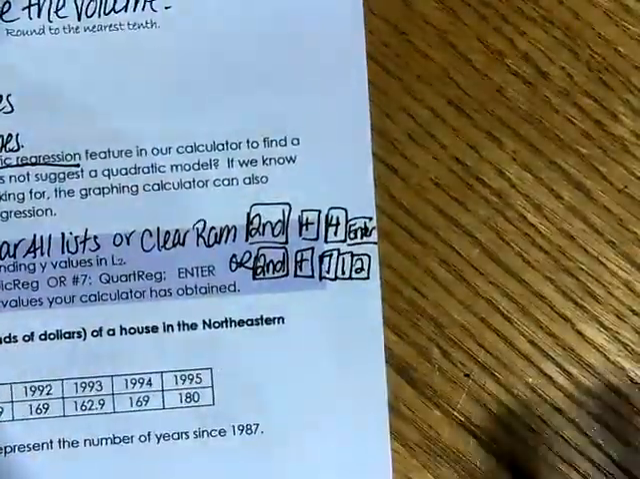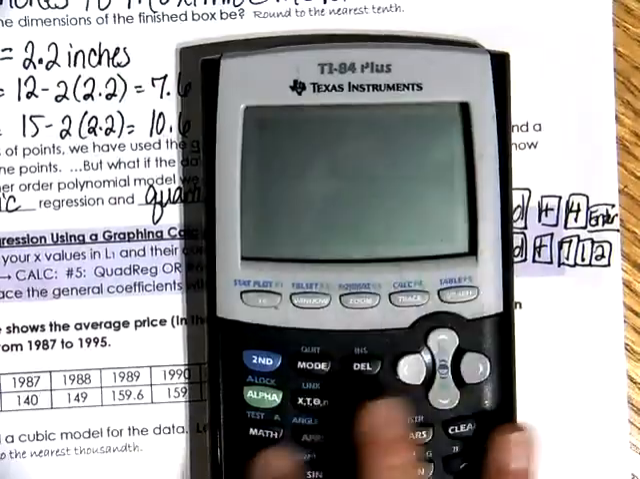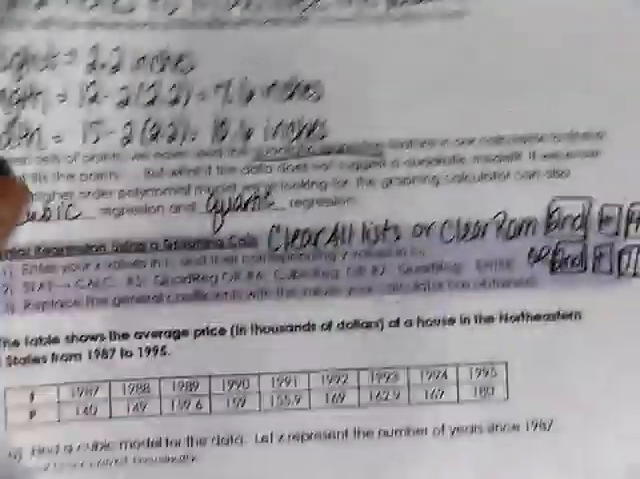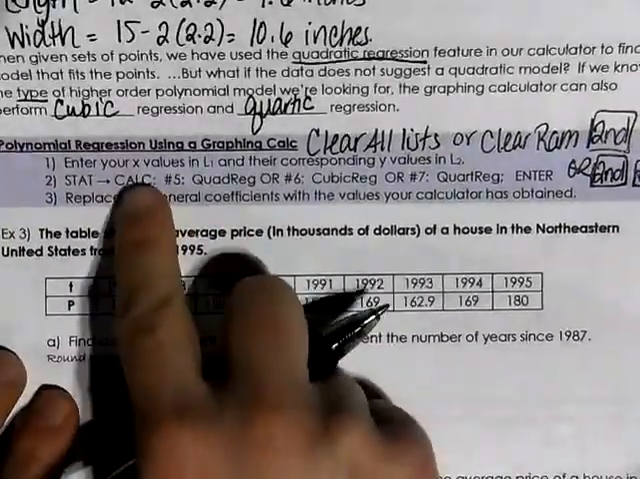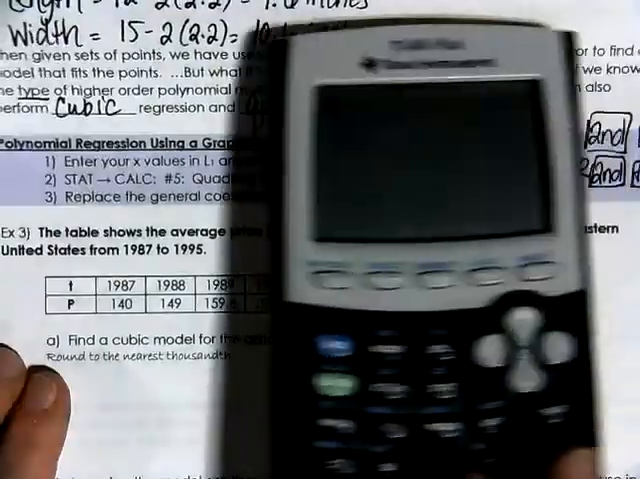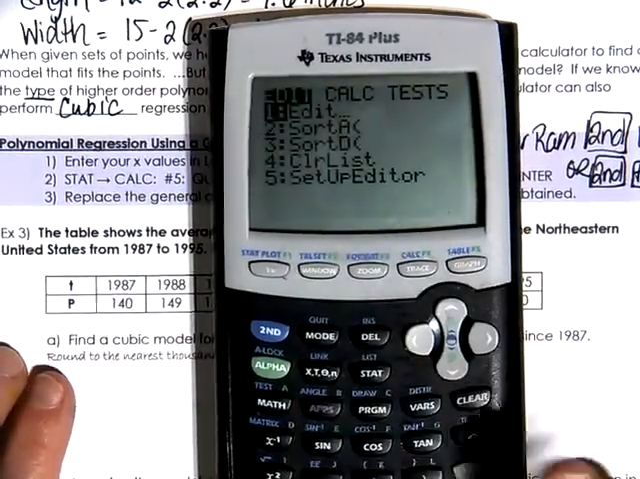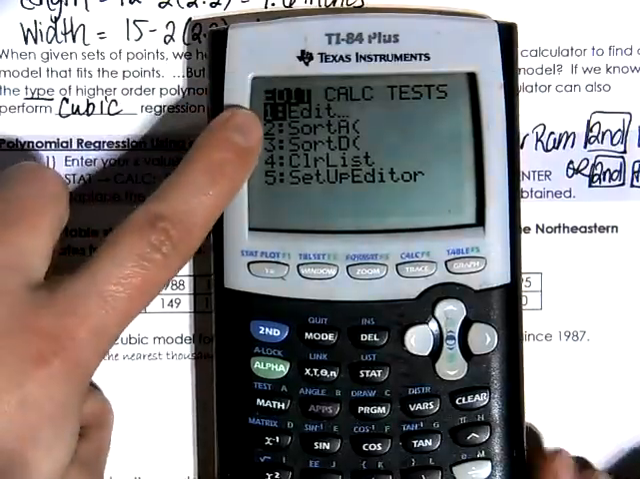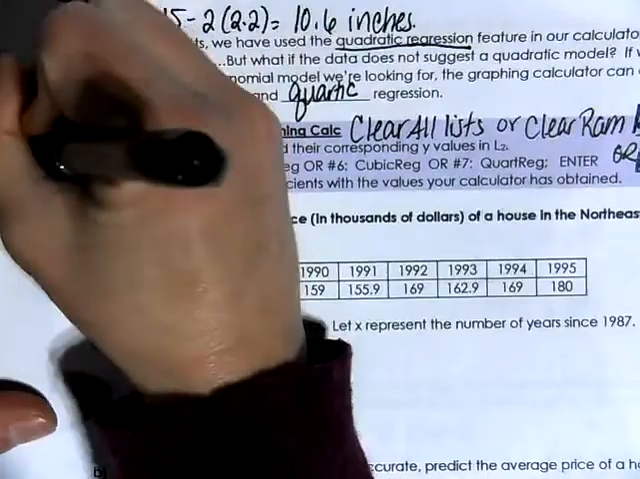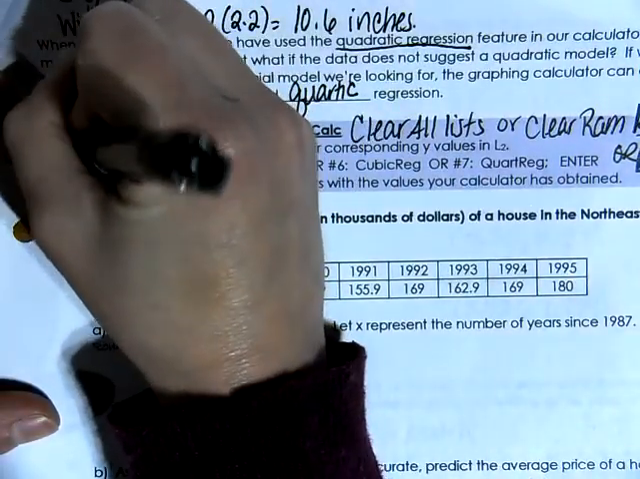But regardless, you need to make sure that you clear your list before you get started with any of these regression problems. Then you're going to enter your X values into list 1 and list 2. List 1 and list 2 are located in the stat button. You're literally going to press stat and then edit. So I'm going to write down those steps. You want to press stat and then edit.